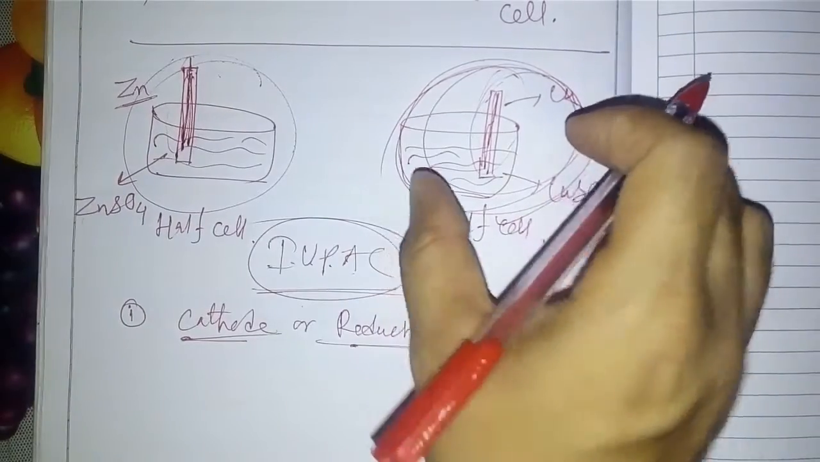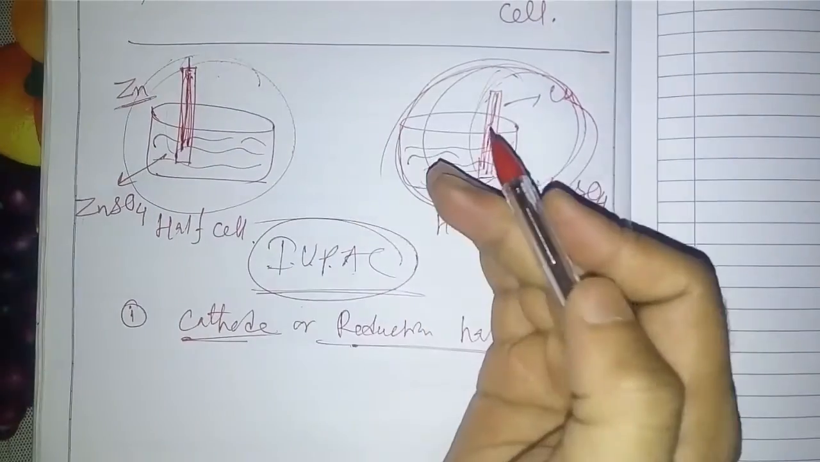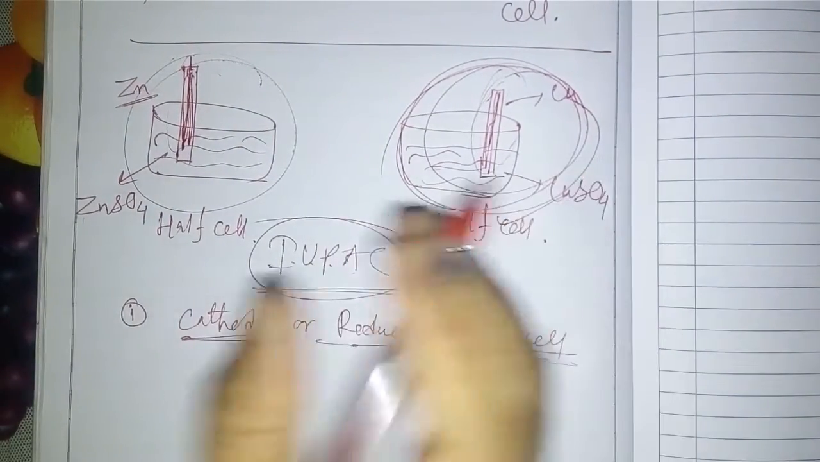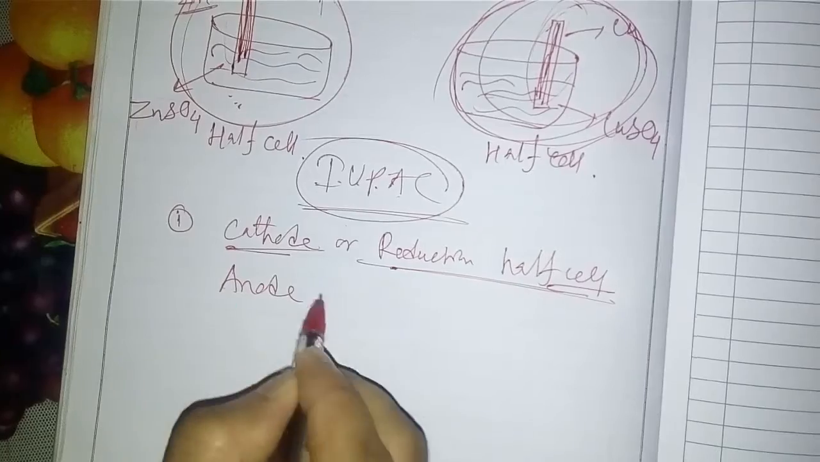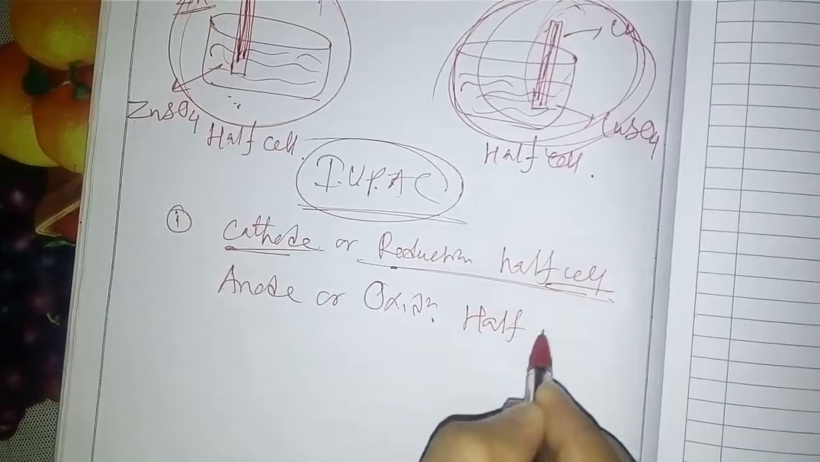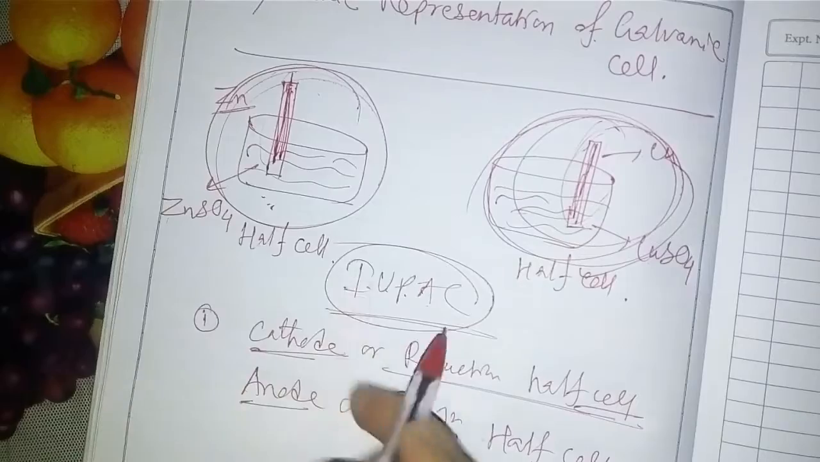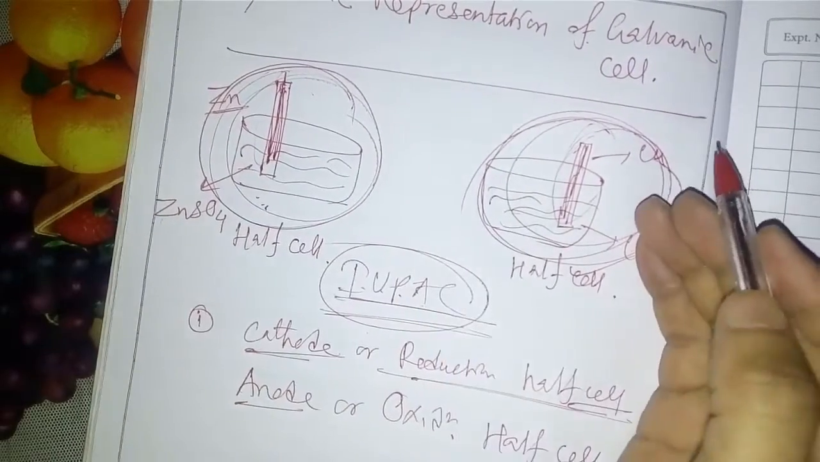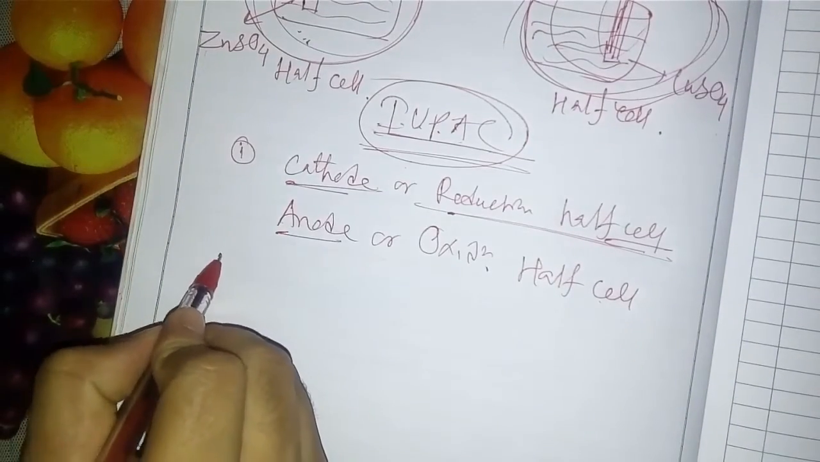And the anode, or oxidation half cell, is on the left hand side. This part is the anode. So the anode, the oxidation half cell, according to IUPAC, is on the left hand side and the cathode is on the right hand side. This is the first point.